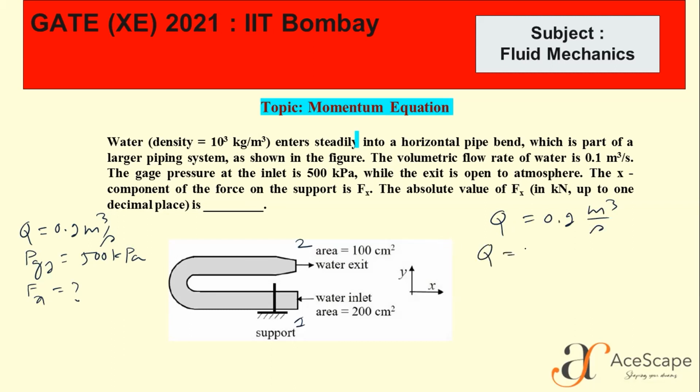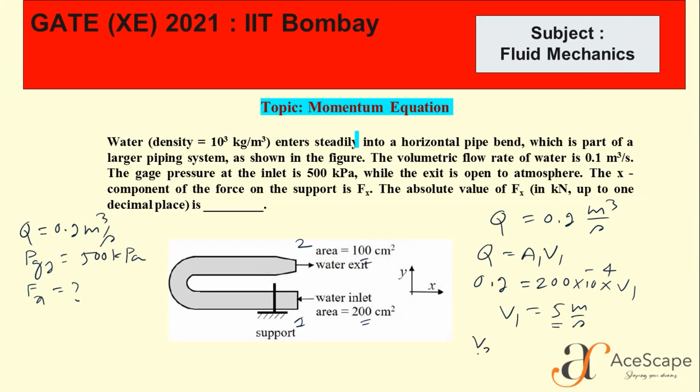But we know Q is equal to A1 V1. So this is given 0.1. They have given the area. You can see here. So this is given. Let me calculate this first. 200 into 10 power minus 4 into V1. So what will be V1? V1 is 5 meter per second. Anyone can tell me that this area is 200 centimeters square. This is 100 centimeters square. I am getting V1 as 5.